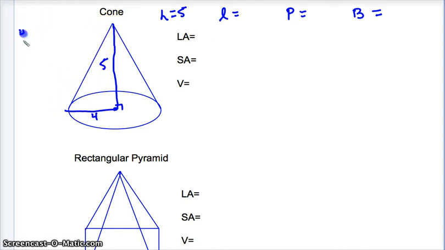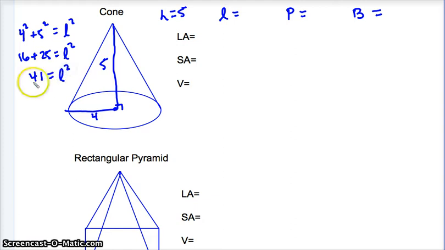So I've got 4 squared plus 5 squared equals my slant height squared. 4 squared is 16, 5 squared is 25, and that gives me my slant height squared. So 16 plus 25 is 41, which is my slant height squared. Take the square root of both sides, and the square root of 41 is about 6.4.